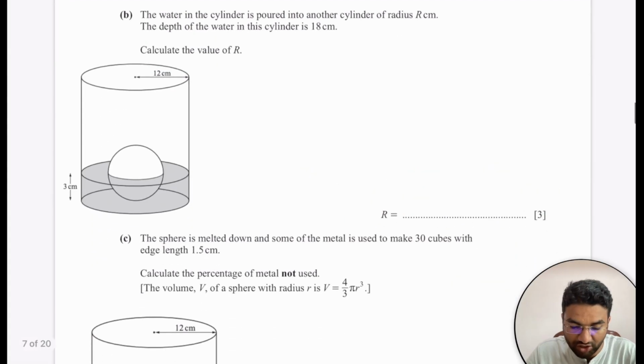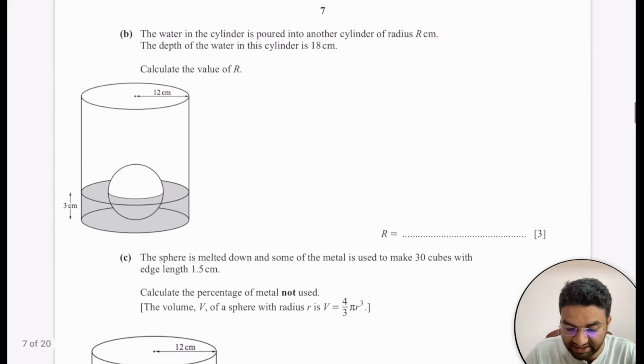Then the next question: the volume of water in the cylinder is poured into another cylinder of radius r. The depth of water in the cylinder is 18 centimeters.